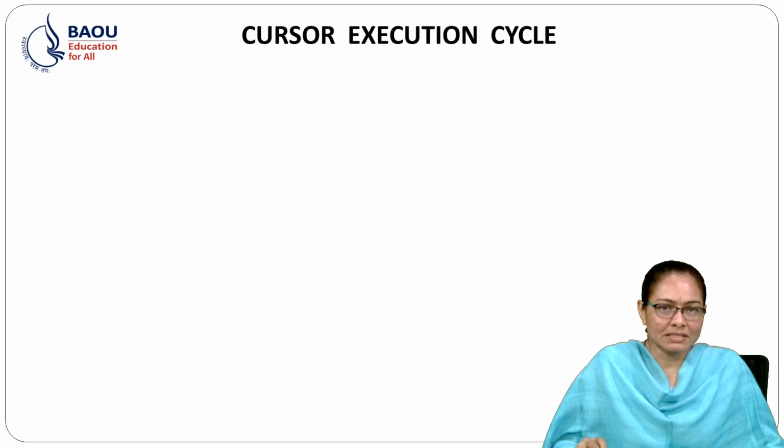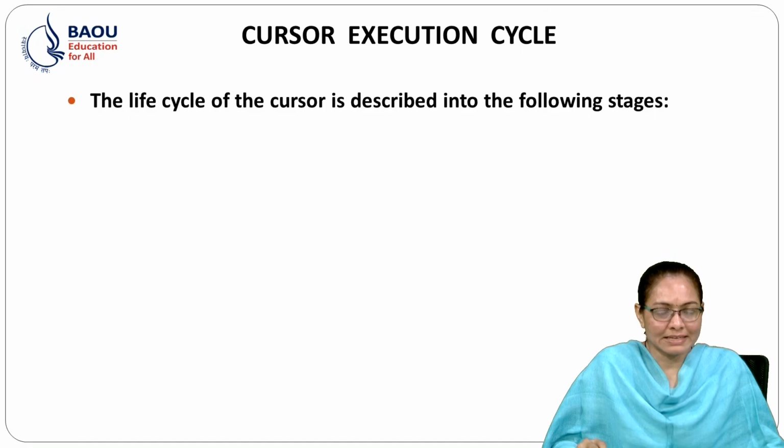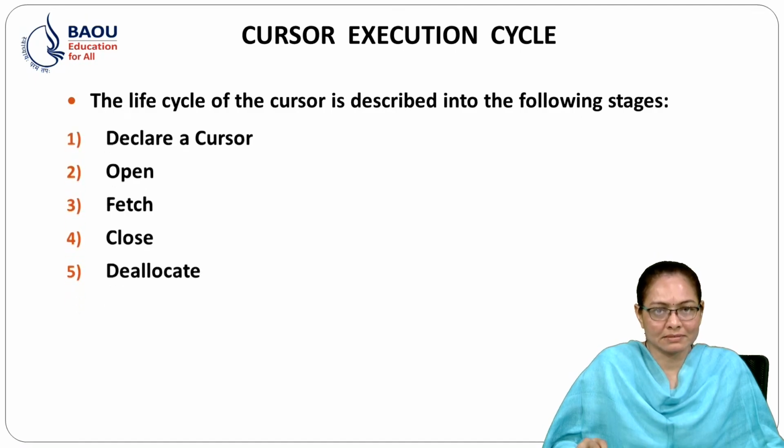Now, cursor execution cycle. The life cycle of the cursor is divided into the following stages. These five stages are used when we use the cursor. First of all, we declare the cursor in the declaration section. You already know how to write a PL/SQL block. The first section is the declaration section, after that the begin section, then the exception section and then end.